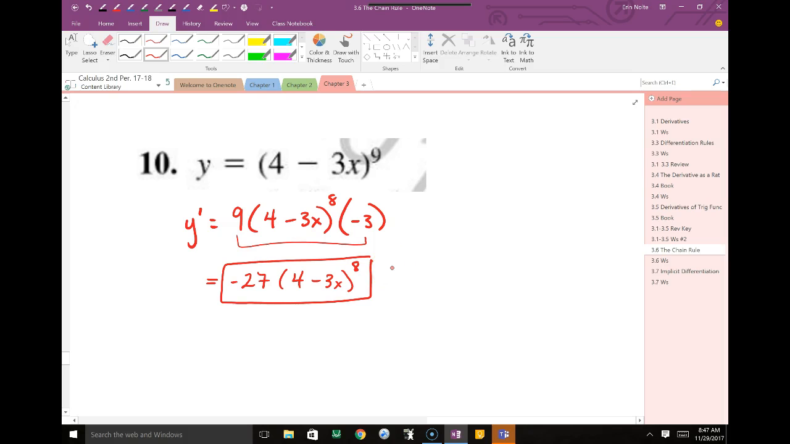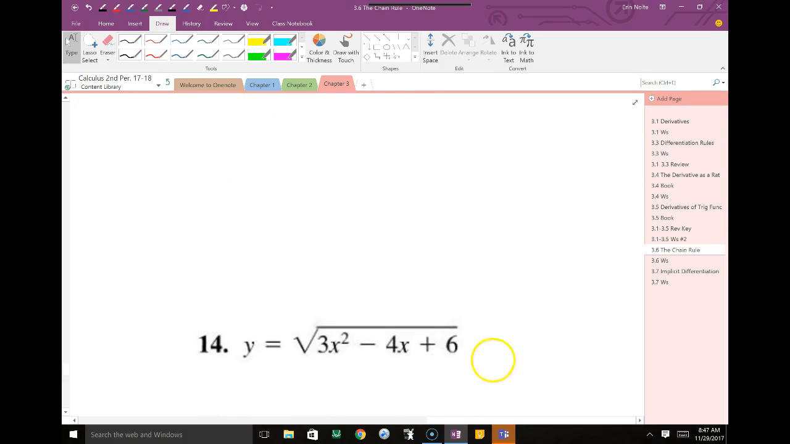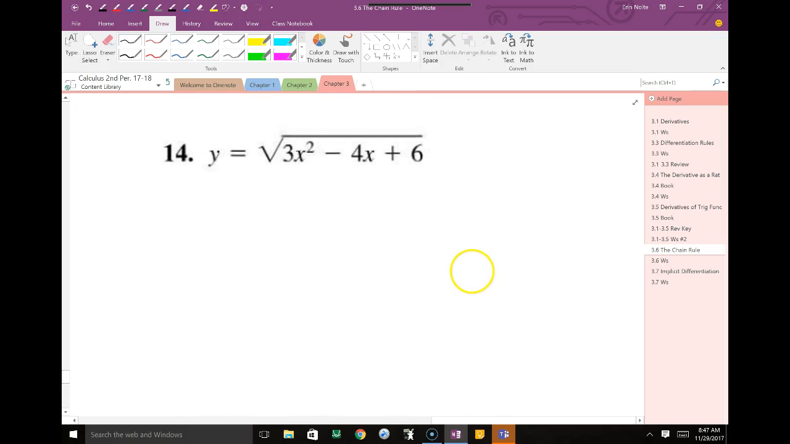Can we do a hard one like it's going to be on our homework? I'm going to get progressively harder. I've got a couple examples.